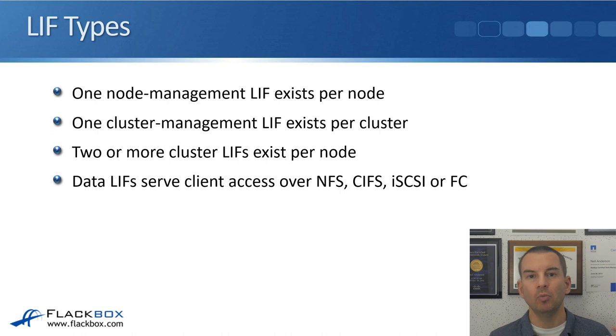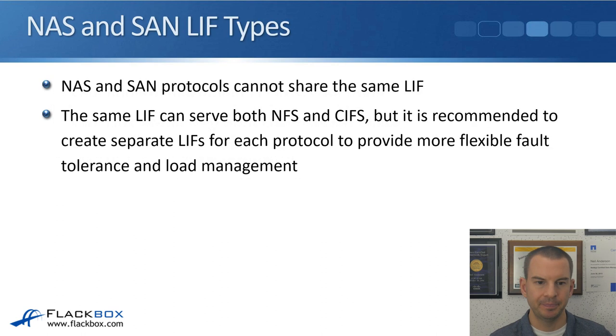Our LIF types. As soon as we have finished setting up the cluster, we've got one node management LIF per node, and we've got one cluster management LIF for the entire cluster, and we've got two or more cluster LIFs for the cluster network per node. So you've seen that already, and we're going to need to create additional data LIFs to serve the client data access over NFS, CIFS, iSCSI, or Fibre Channel. So the node and the cluster management LIFs are obviously for management. The cluster LIFs are for the cluster network, for our traffic that's going internally between nodes, and we are going to create the data LIFs for our client data access.